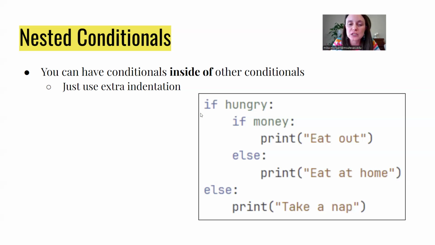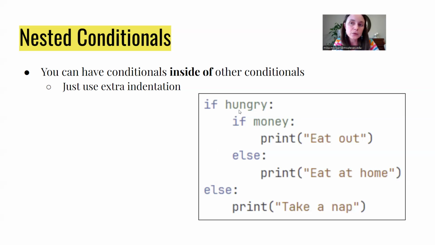So the first question is, if you are hungry. If this is true, then we're going to run everything that's been tabbed over here. This whole thing is part of the branch that we enter if we are hungry. So if we are hungry, the next question is, do you have money? If this is true, then go eat out. If this is false, then we come down to this else branch. We need to eat at home.